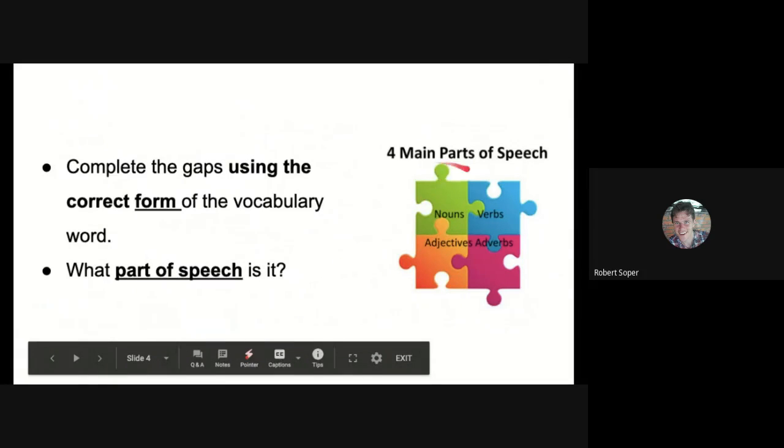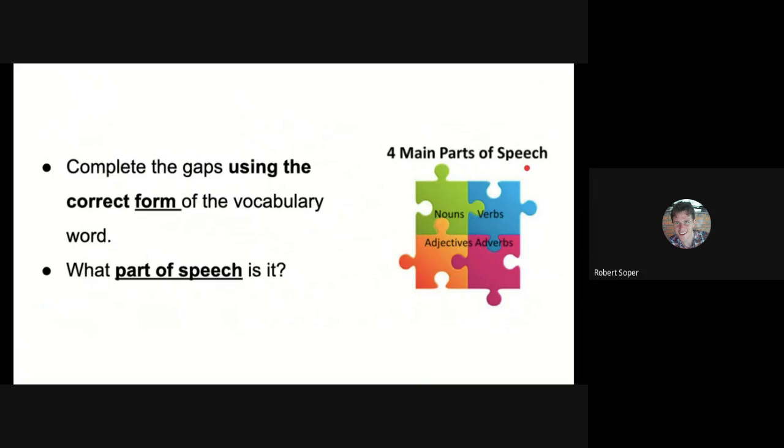There are 4 main parts of speech. By now we should all know what they are. They are nouns, verbs, adjectives, and adverbs. So we're going to have to consider this when coming up with our own answers. Let's have a look and see how this is done.